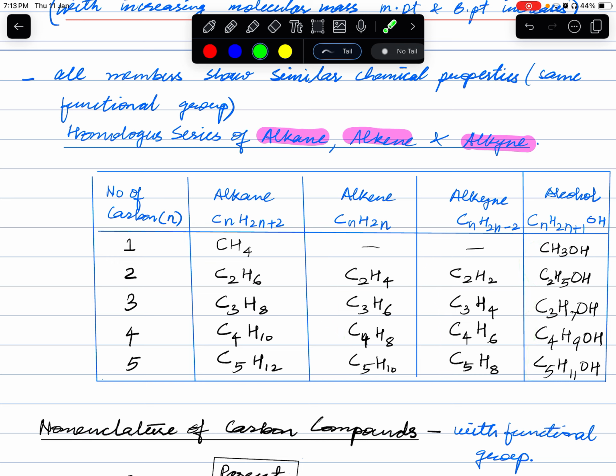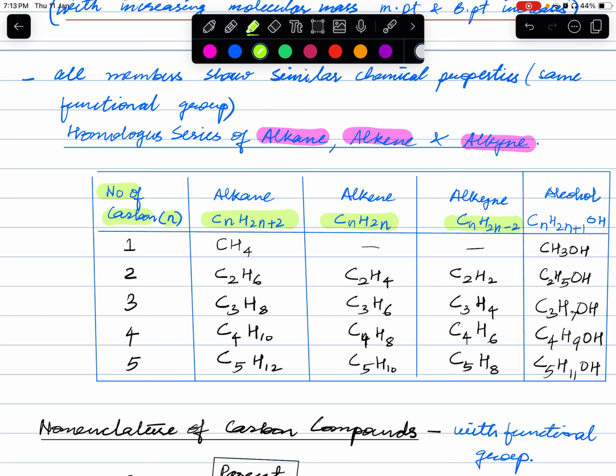In this case, what is important for you to remember is their general formula. For alkane, general formula is CnH2n+2, where n represents the number of carbon atoms. Okay, so for alkene, general formula is CnH2n, and for alkyne, general formula is CnH2n-2.